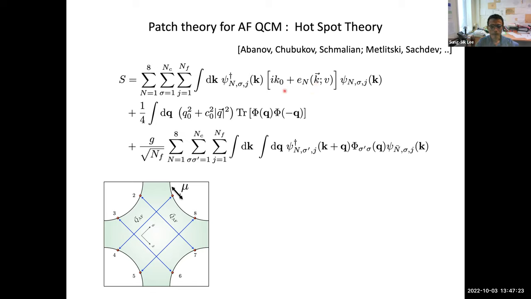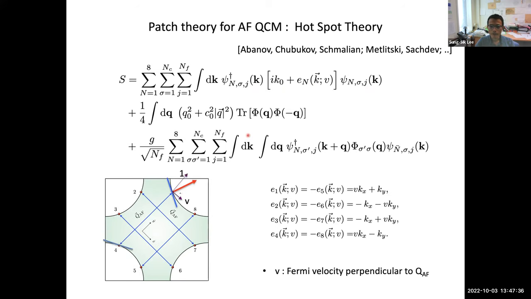And I have written down the kinetic term for each patch near the hotspot, where the size of the patch is of the order of the energy scale, okay? And here, e_n is the linearized kinetic energy of the electron near hotspot n. For example, near hotspot 1 here, say the Fermi velocity is pointing along some direction denoted by this red arrow. And then here I can choose some local coordinate system where kx is in the direction perpendicular to the Q vector. Then ky is in the direction parallel to the Q vector.